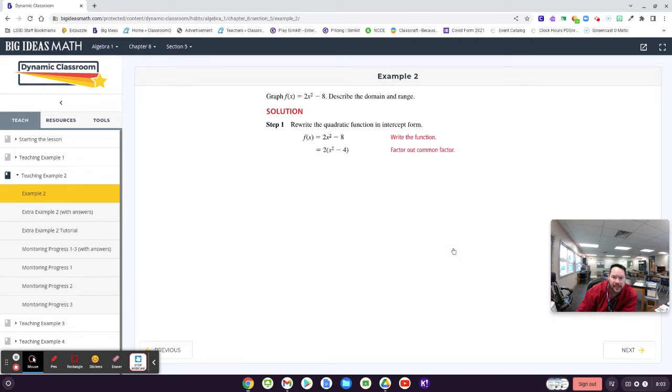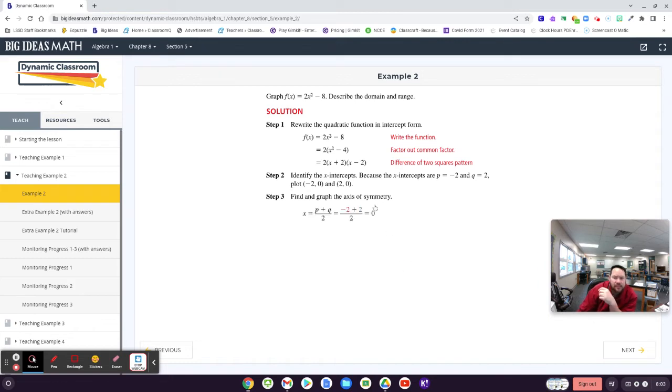All right, so hopefully you saw that after you factored out the 2, this is a difference of squares. So it's 2(x plus 2)(x minus 2). Therefore, the x-intercepts are -2 and 2. And right in the middle of that is 0. So you plug in 0 here, and you get -8. So (0, -8) is the vertex.